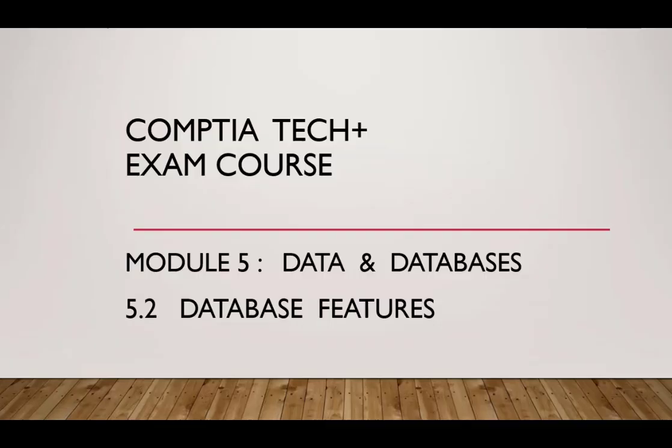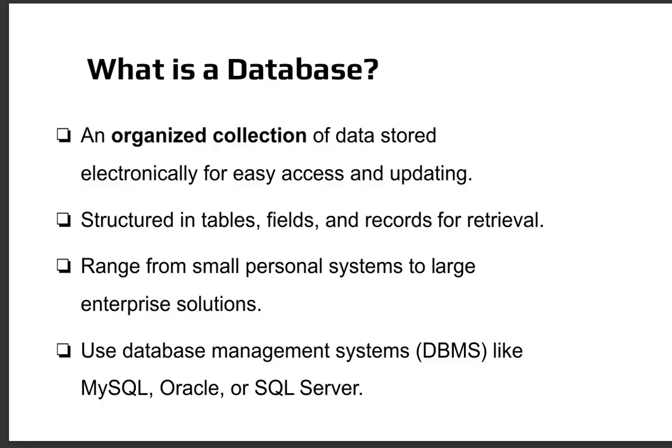In this episode, we're going to continue in Module 5 in the exam objectives and discuss Section 5.2, Database Features. Let's begin. We will start our discussion by looking at what are the different components of a database. A database, at its root, is an organized collection of data stored electronically. It allows users to access data by performing searches that are called queries. Within a database, our information is stored in structured formats, including tables, fields, and records.